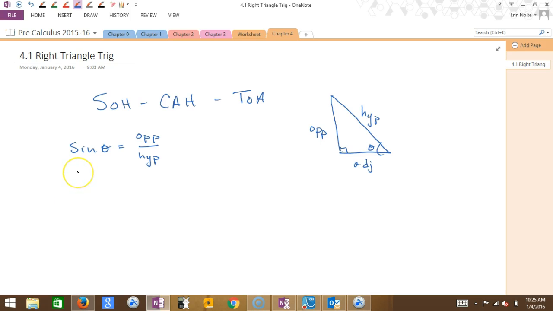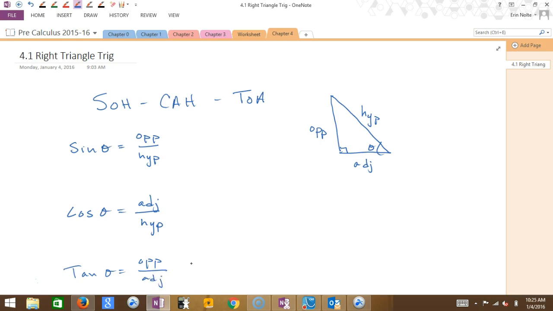Alright, so moving on, what does the CAH stand for? Cosine. So cosine of a given angle is equal to the adjacent over hypotenuse. Okay, what does the TOA stand for? Tangent. So tangent of the angle is opposite over adjacent.